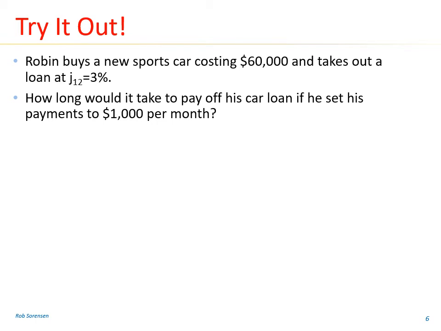All right, let's have a look. So Robin bought a car that cost $60,000. That's the value in today's dollars, isn't it? So that's the present value. The interest rate per period, 0.0025. He's going to set his payment to a nice round $1,000. How long will that take?